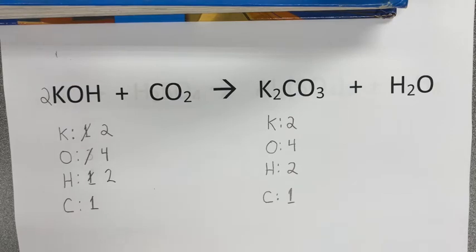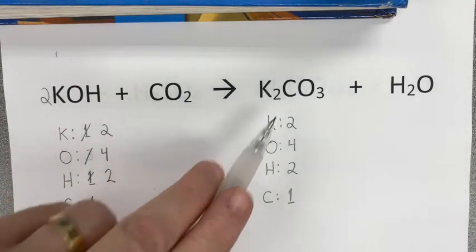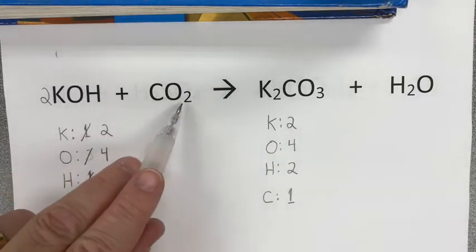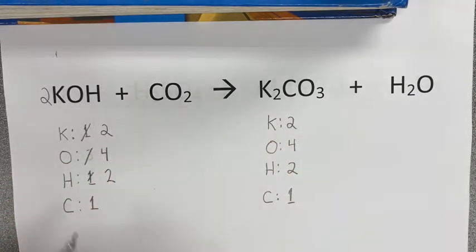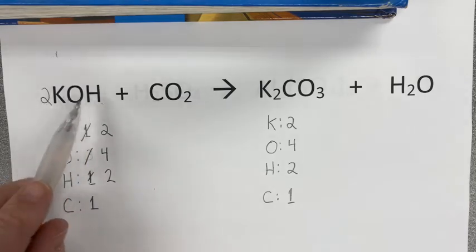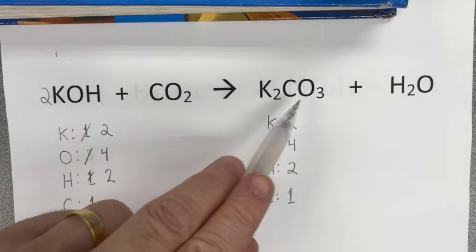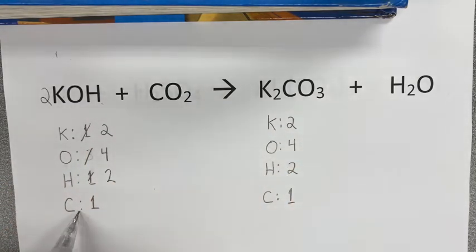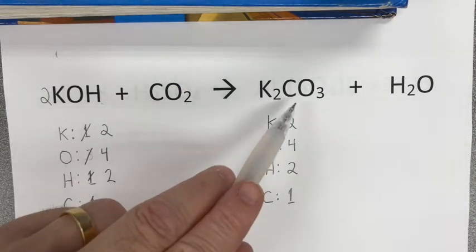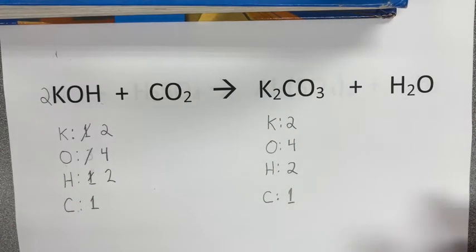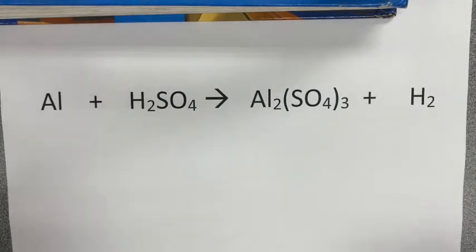Did I really just balance another one with just a 2? 2 K's, 2 K's, 4 O's, 4 O's, 2 H's, because 2 times 1 is 2, 2 H's, 1 C, 1 C. I guess that one was that easy too. I thought this was going to be harder. All right, I promise you, the next one is going to be harder. Okay, last one. This better be harder.